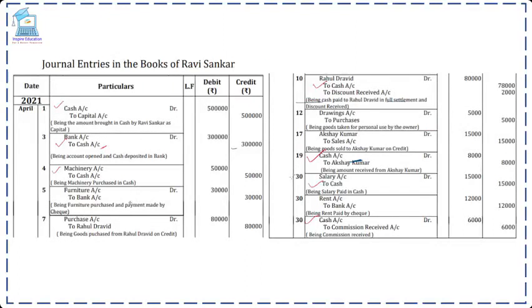Next is Rahul debit to cash to discount. So this entry will be on the credit side of the cash account. On the credit side of the cash account, which account will we write, discount received or Rahul debit? In the credit side of the cash account, what will we write and what amount?